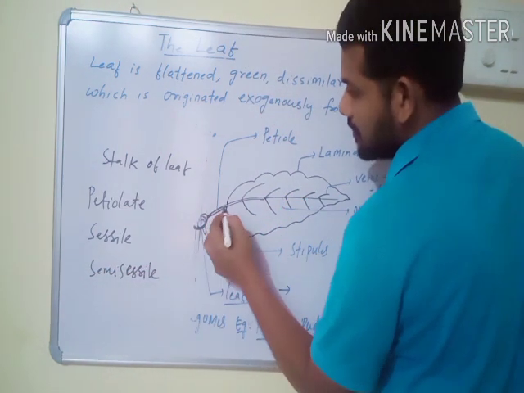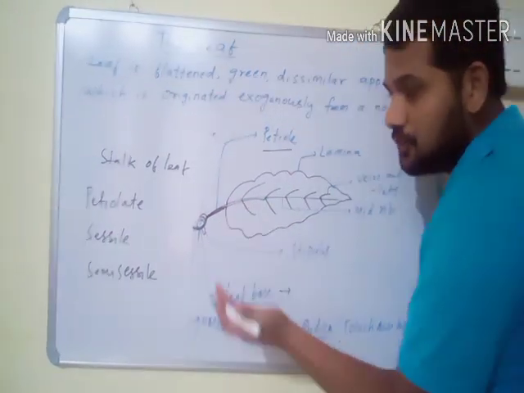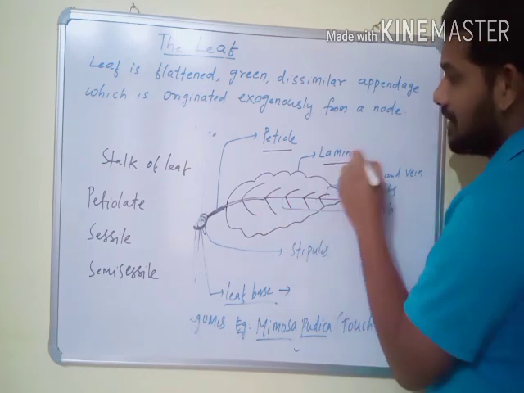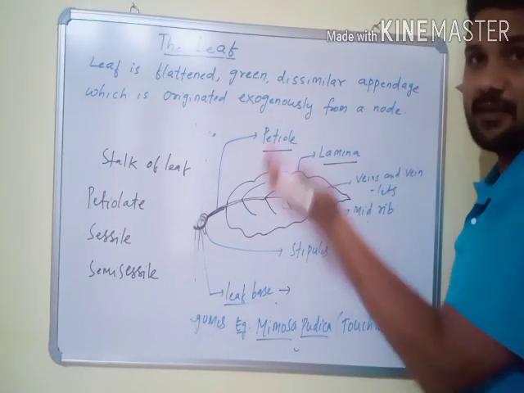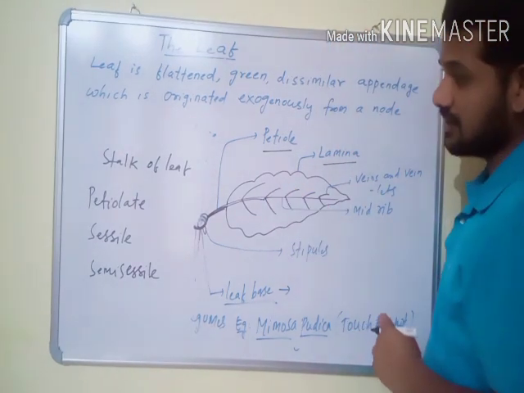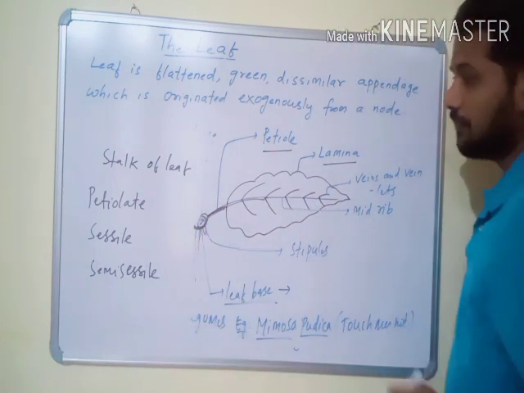If petiole is present, then what is the advantage? Petiole lifts the green portion, that is the lamina, for proper sunlight because it is the main site for photosynthesis. If petiole is present, then petiole lifts the lamina for proper sunlight.